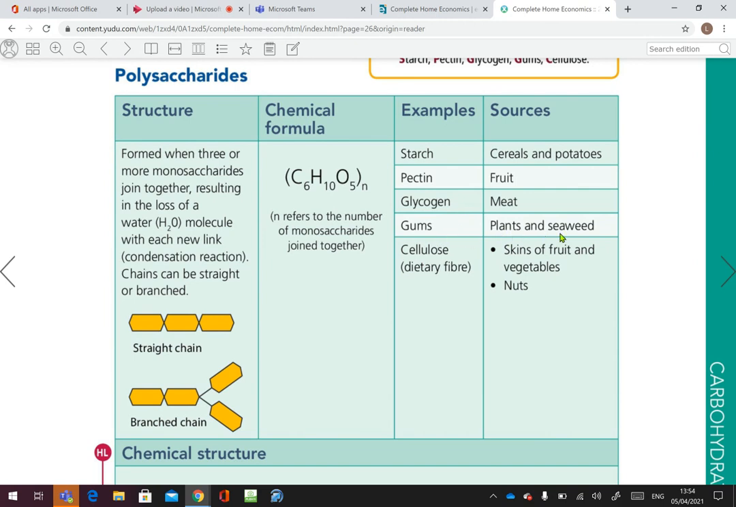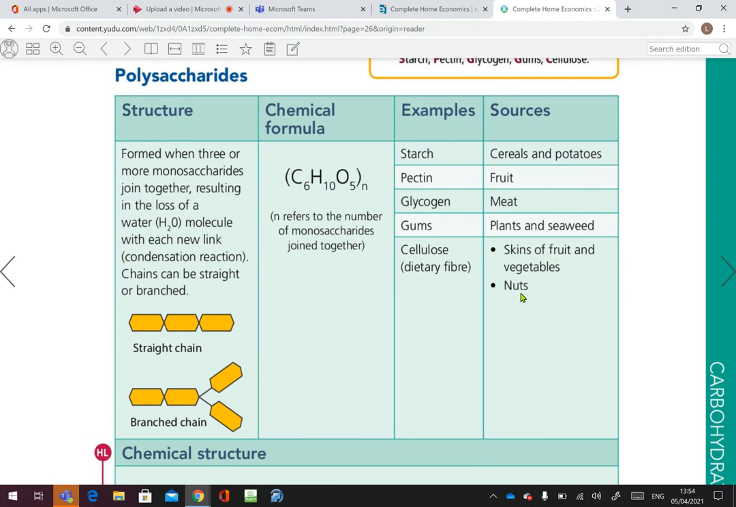Gums, then, are found in plants and seaweed. You get them in your ice cream, etc. Guar gum, and carrageen is one, Irish moss seaweed. And then cellulose, which is dietary fibre, found in the skins of fruit and veg, nuts, etc. as well.